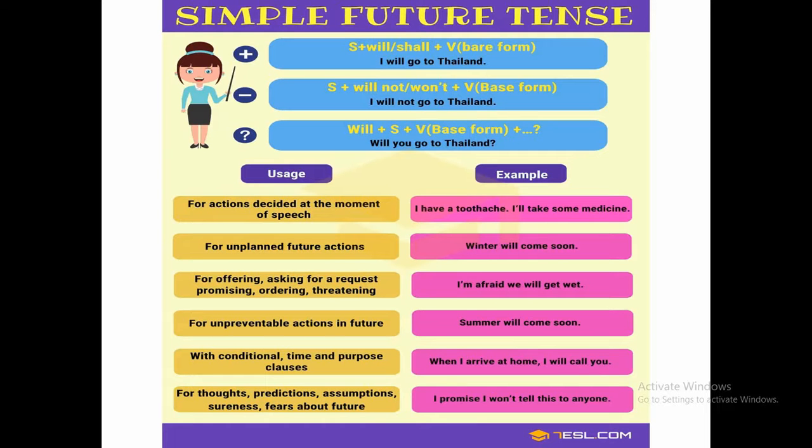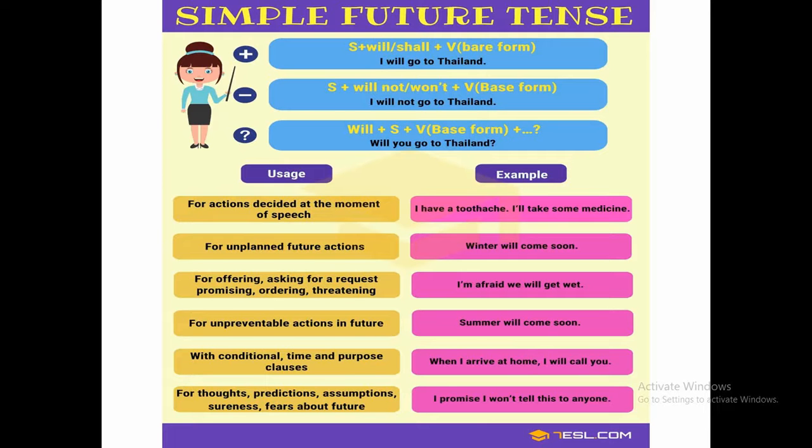There will be flying cars. There will be driverless cars. So you predict the action in the future without any evidence. You don't have the evidence right now. You predict it only in the future. This is one of the usages.